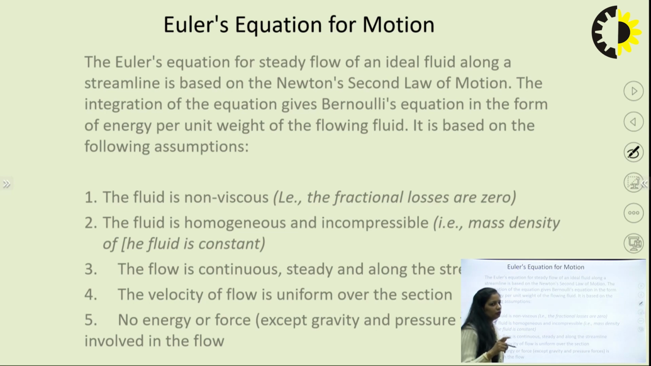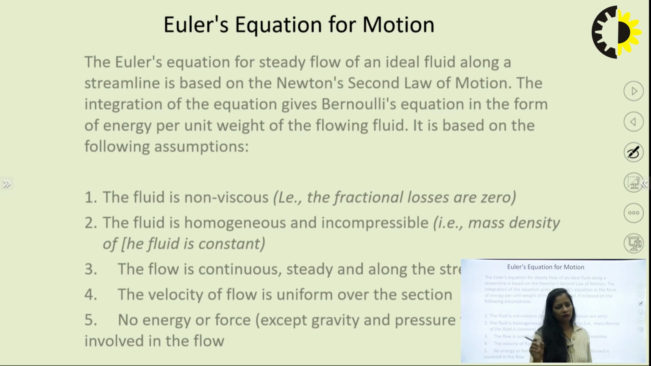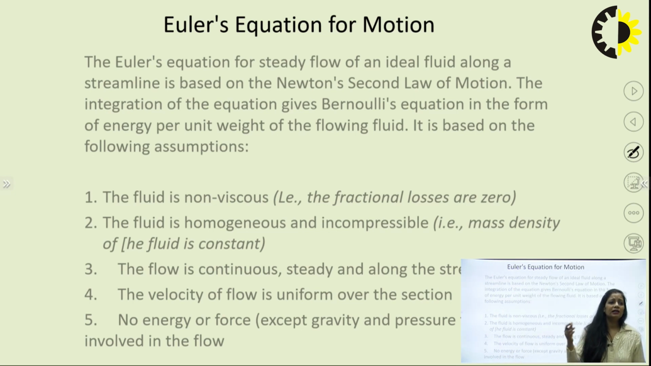So Euler's equation is again for steady flow of an ideal fluid. Again, that particular fluid should be streamlined.